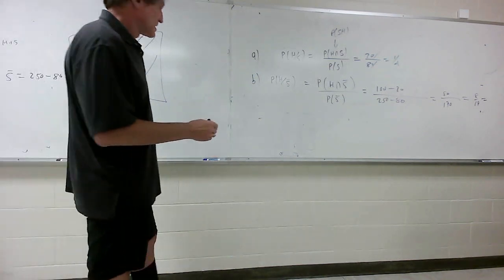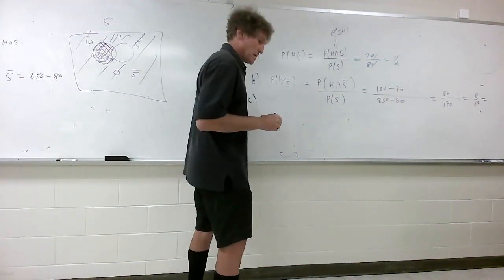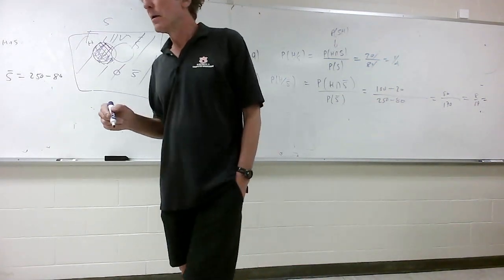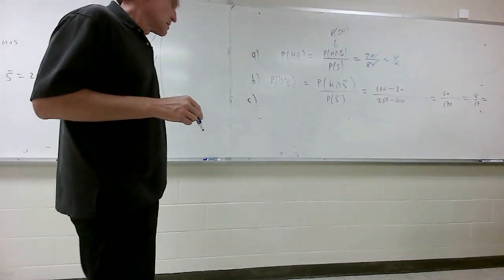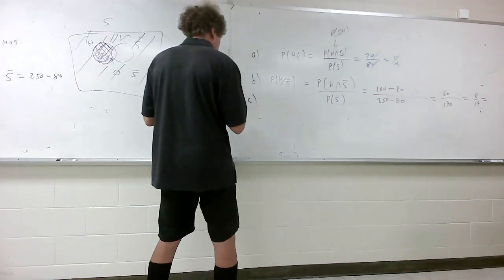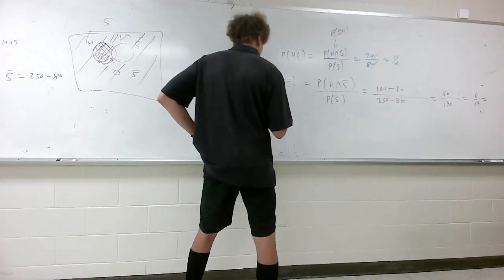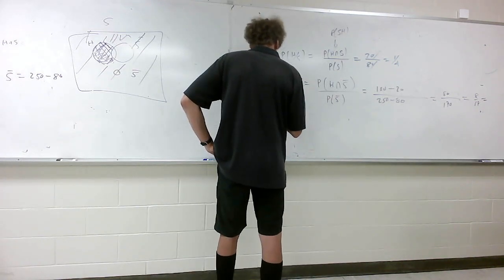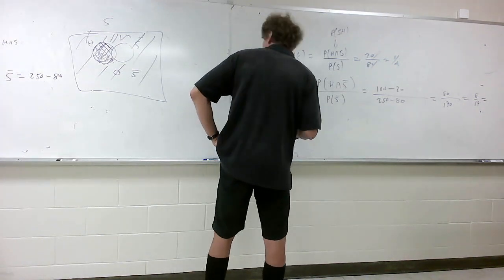Part C, well, that was the second part of part A. Oh, Part B is show the probability of H can be calculated using the law of total probability. Oh, the probability of H? All right. Yeah, using LTP.